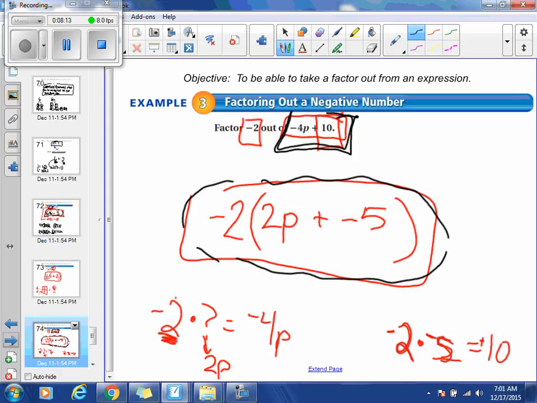If you wanted to check your answer, you could distribute it again and say, all right, will this answer that we just wrote get us back to this expression up here? So -2 times +2p, is it -4p? Yes. All right, and then -2 distributed to this -5, is it +10? Yes. All right, and that's it.